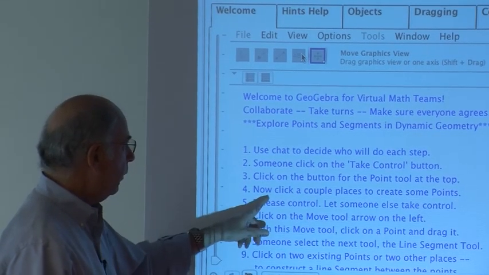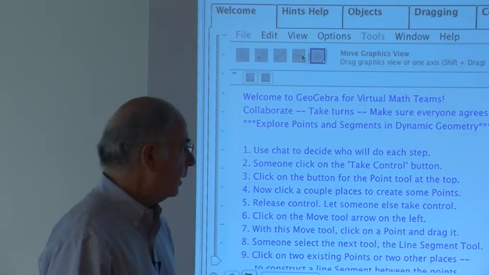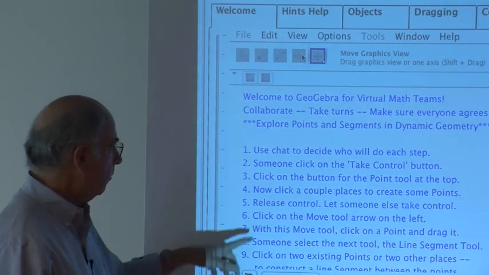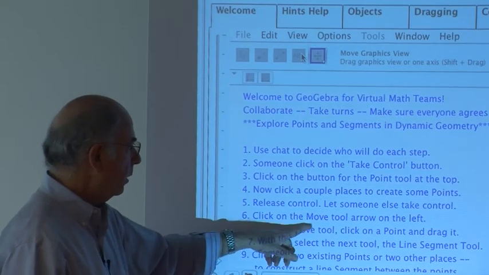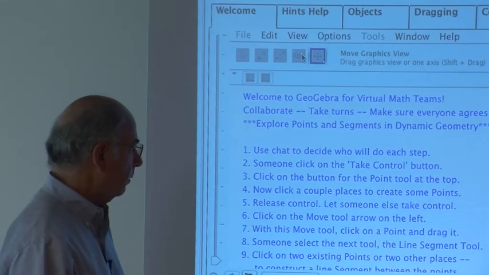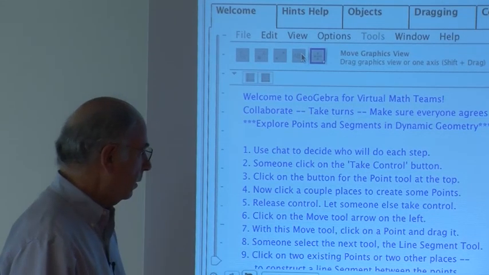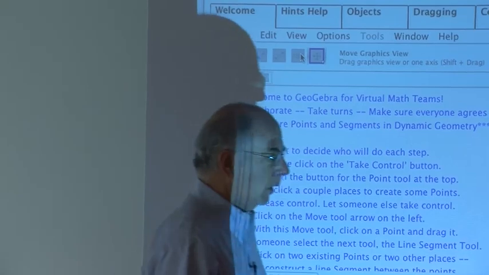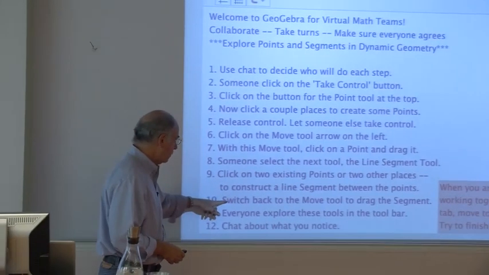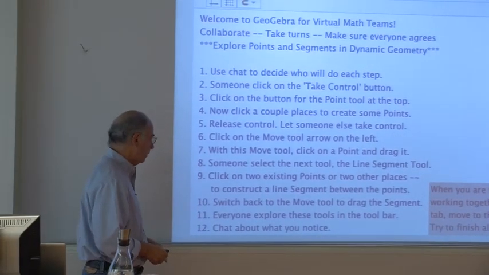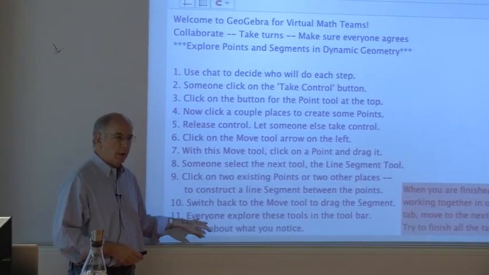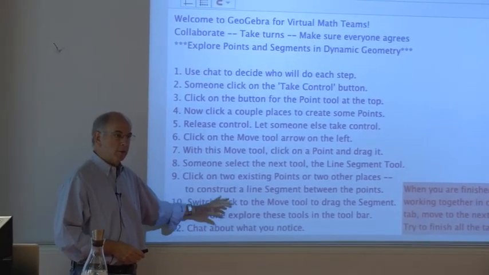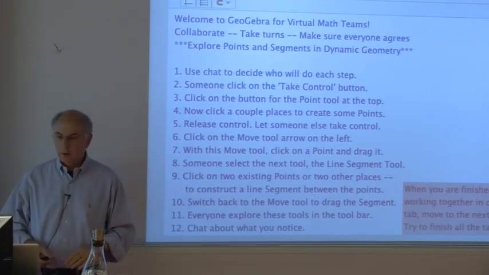And then step 4 is create some points, release control and let someone else take control, use the move tool to move the points around, then create a line segment, and so on. Over here, drag the line segment around and explore the tools in the tool. And then finally, chat about what you notice. So there's a prompt to do collaborative discourse using the chat.